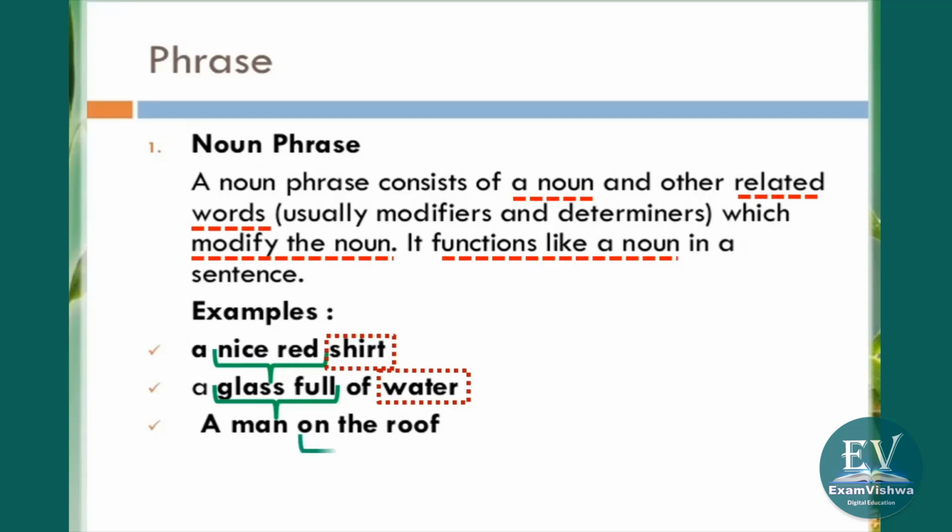A man on the roof. So which man are you talking about? We are talking about the man on the roof. So the noun is man, and we are giving more meaning. We are modifying the meaning of the man by saying that he is the man not walking on the road, but he is the man on the roof. Okay, children? So this is the meaning of noun phrases.